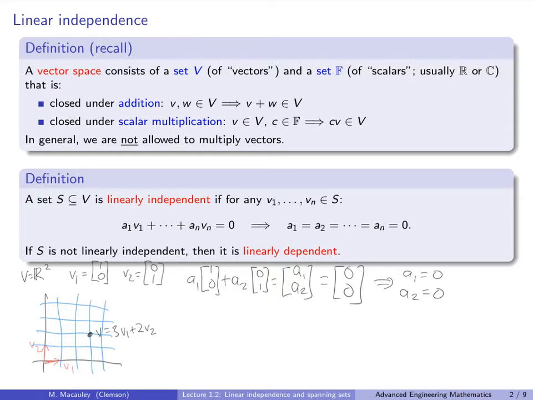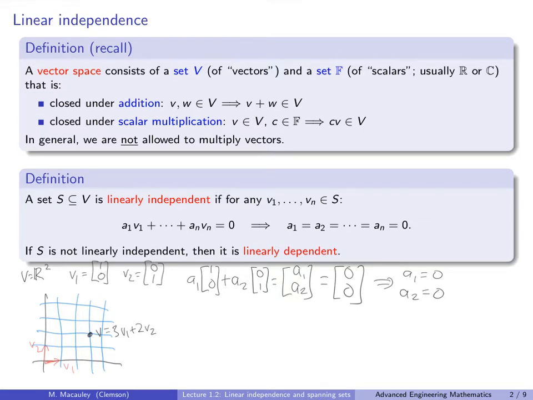Geometrically, that means that the only way to end up at the 0 vector, the origin, from the origin, is to not move at all. In other words, if you move in any direction, positive or negative, in the v1 direction and the v2 direction, you're never going to end up at 0. So let's do a non-example now.